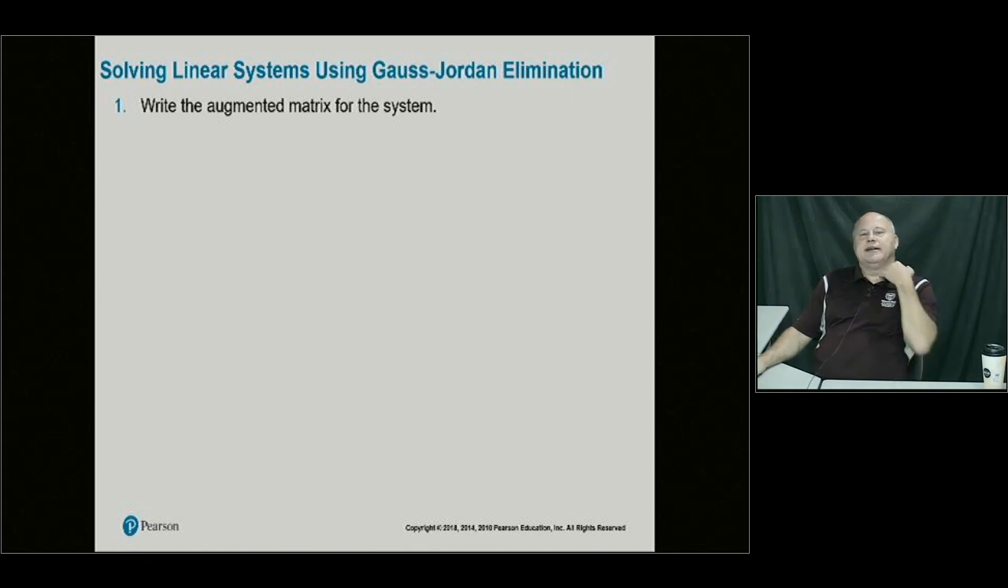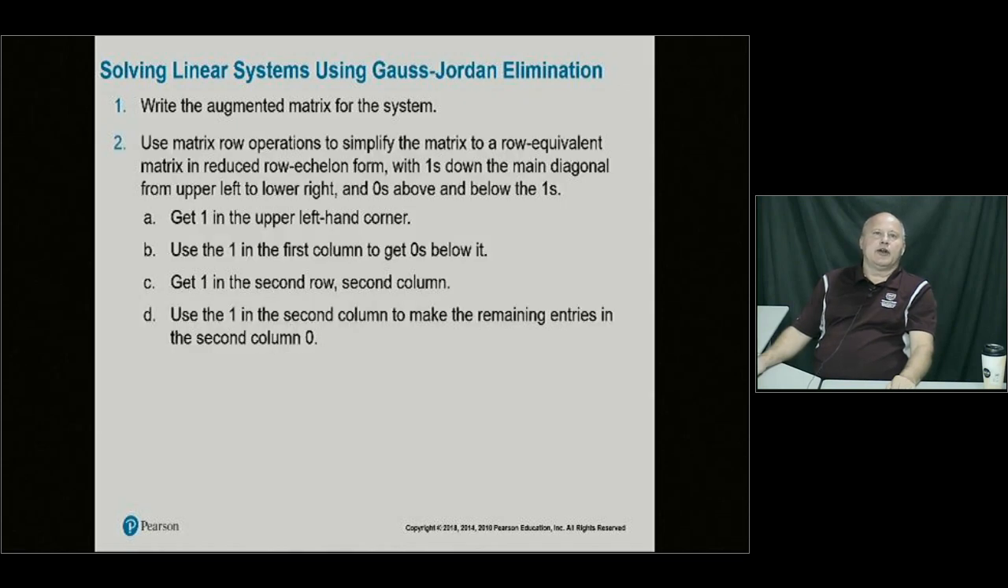So what you do, let me give you the technique here. It says write the augmented matrix for the system. Okay, we're going to use the matrix row operations to simplify the matrix to a row equivalent matrix in reduced row echelon form, with ones down the main diagonal from upper left to lower right and zeros above and below the ones. Okay, we want to get 1 in the upper left hand corner. We want to use the 1 in the first column to get zeros below it.